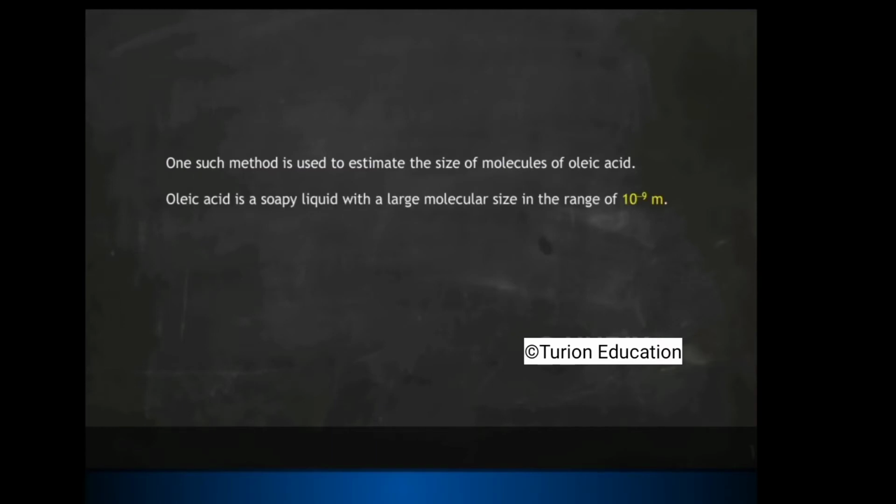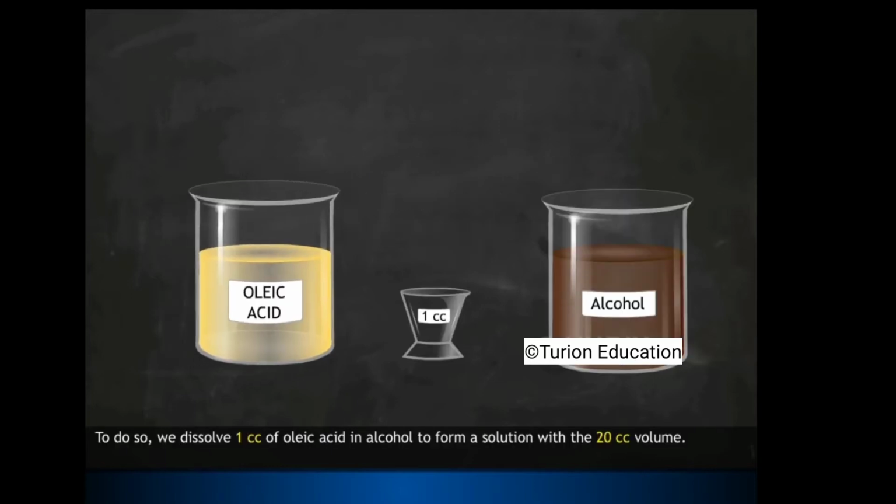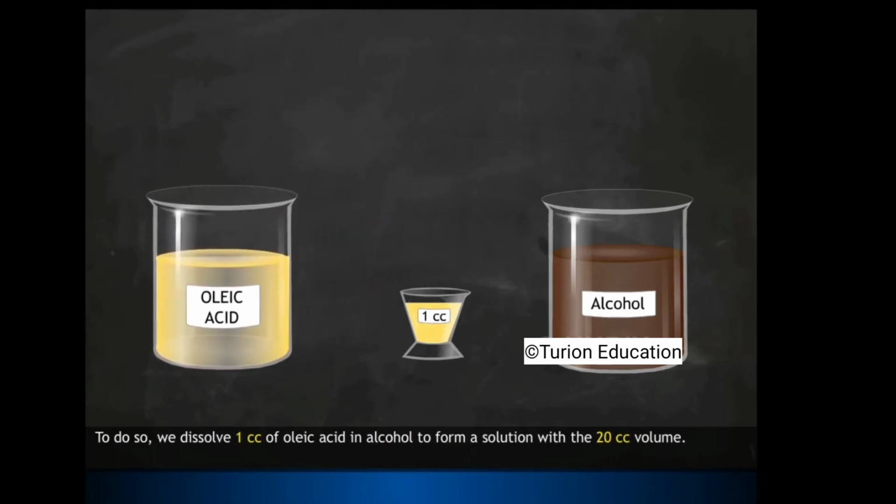Oleic acid is a soapy liquid with a large molecular size in the range of 10 raised to minus 9 meters. To measure the size of the oleic acid molecule, we first form a monomolecular layer of it on water. To do so, we dissolve 1 cc of oleic acid in alcohol to form a solution with the 20 cc volume.